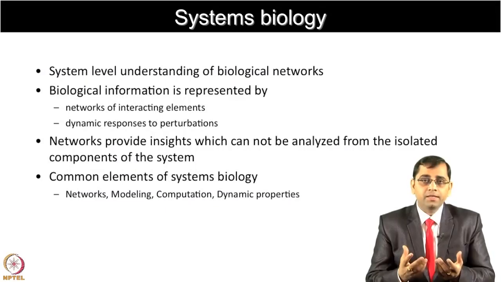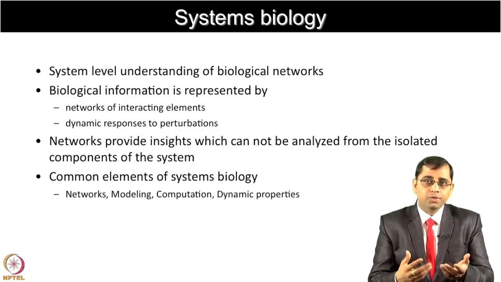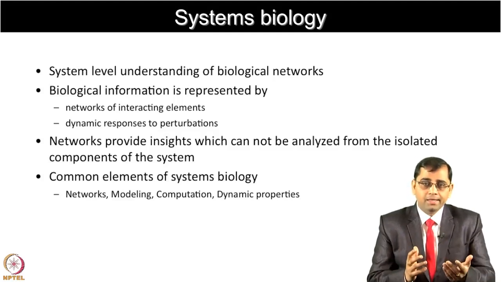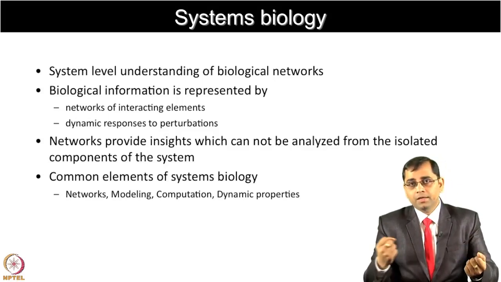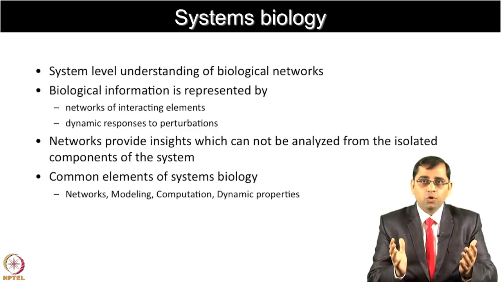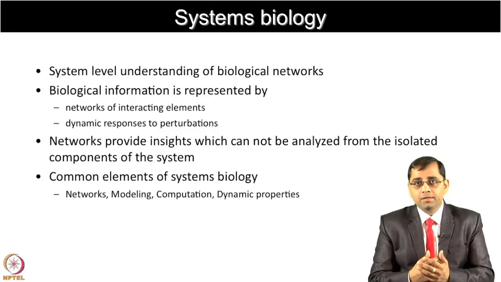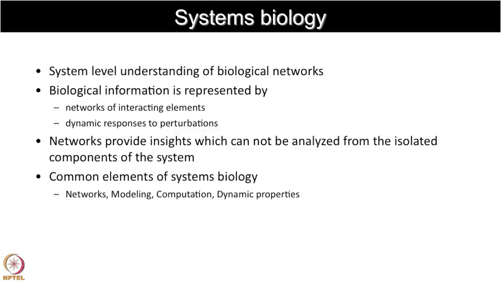So, what is systems biology? Systems biology is the systems level understanding of biological networks, which is defined with the network of various interacting elements as well as the dynamic perturbations and responses to the various cues which we obtain from those systems. These networks provide insights which cannot be analyzed from isolated systems alone. We cannot just look at the genome separately, transcriptome separately, proteome separately and try to obtain the full picture. We have to start putting things together in a more systems wide manner, which could be analyzed using systems level tools. So, what are the common elements of systems biology? They include networks, modeling, computation, and dynamic properties.